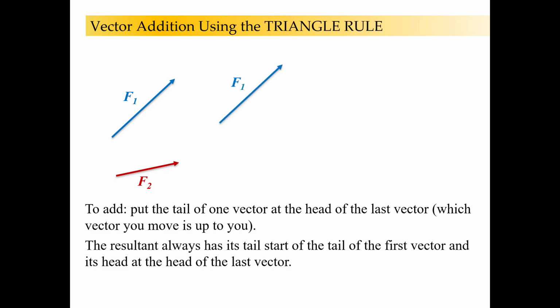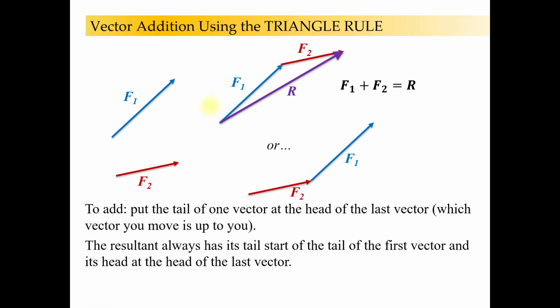So if we do f1 plus f2, we move f2 and stick it on the end of f1. See the tail of f2 stuck onto the end of f1. And then our resultant will start at the tail of our first vector and end at the head of our last vector. And we have f1 plus f2 equals r. Or we could have done f2 plus f1 and get the same thing. If you took these two triangles and squashed them together, you'd have that parallelogram we looked at on the previous slide. Okay, so that's how you can add these vectors together.